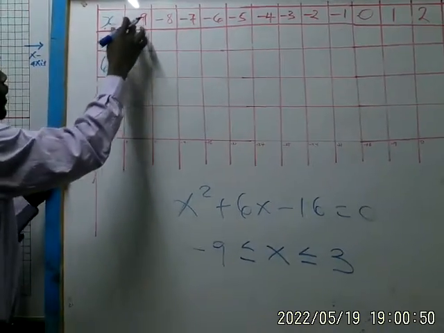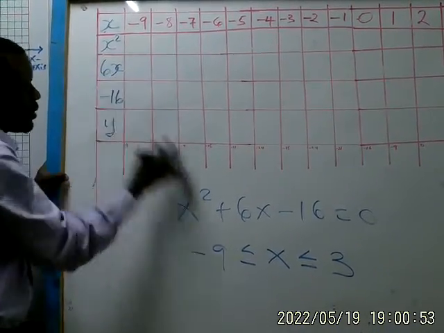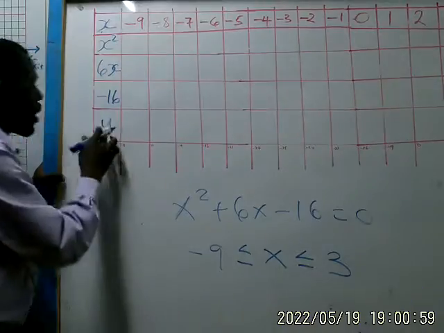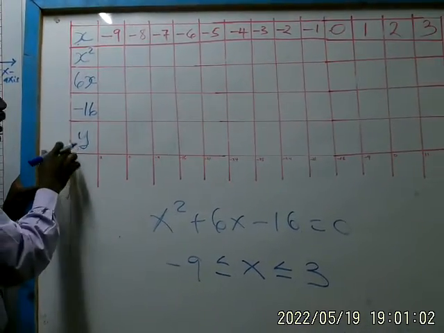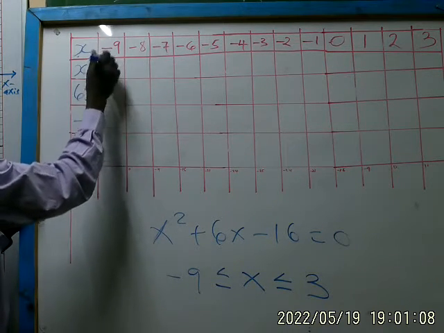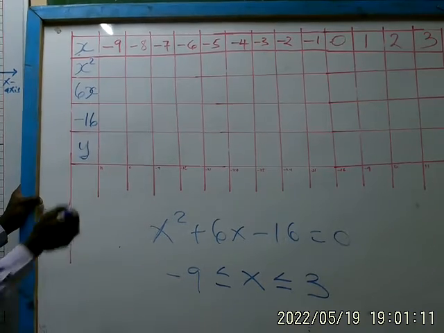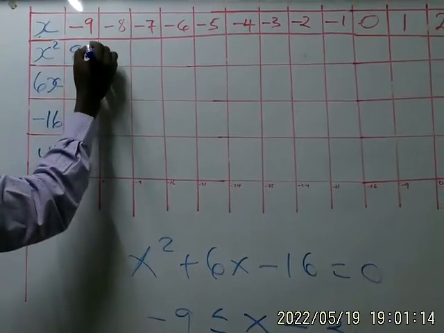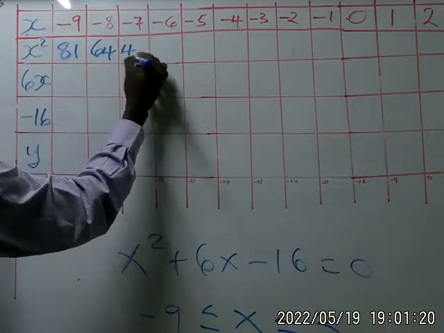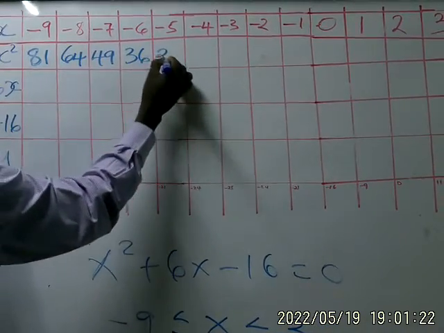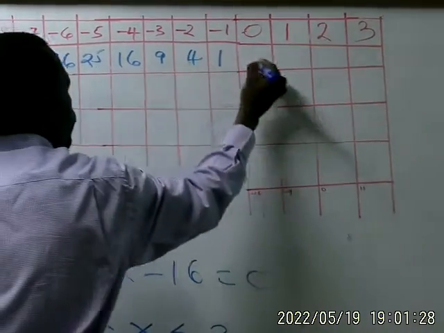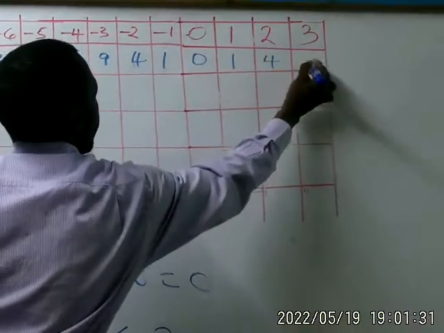We have -9, then x squared is this one, then 6x, you can see it from here, then -16 in this column. Now my 0 becomes my y in this case. I want to find the values of y after I have added. x squared for -9 is -9 times -9, which automatically gives a positive 81. Then -8 will bring a positive 64. The same comes here: 49, 36, 25, 16, 9, 4, 1, 0, 1, 4, 9.